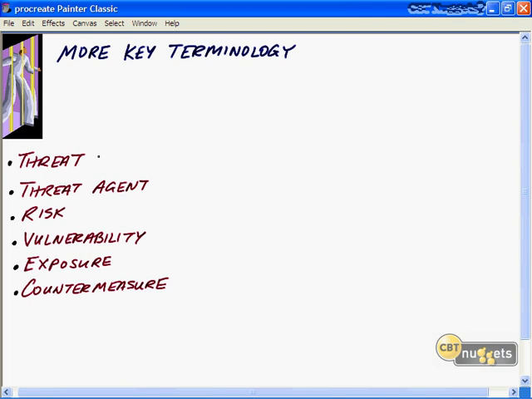Here's some more key terminology, some areas you should take some notes on. First of all, a threat. A threat is anything that can exploit a vulnerability. And of course, a vulnerability is a weakness in a system or your network security or data security. A threat is any potential cause of an incident. For instance, a fire could be a threat because it could exploit the vulnerability of flammable materials.